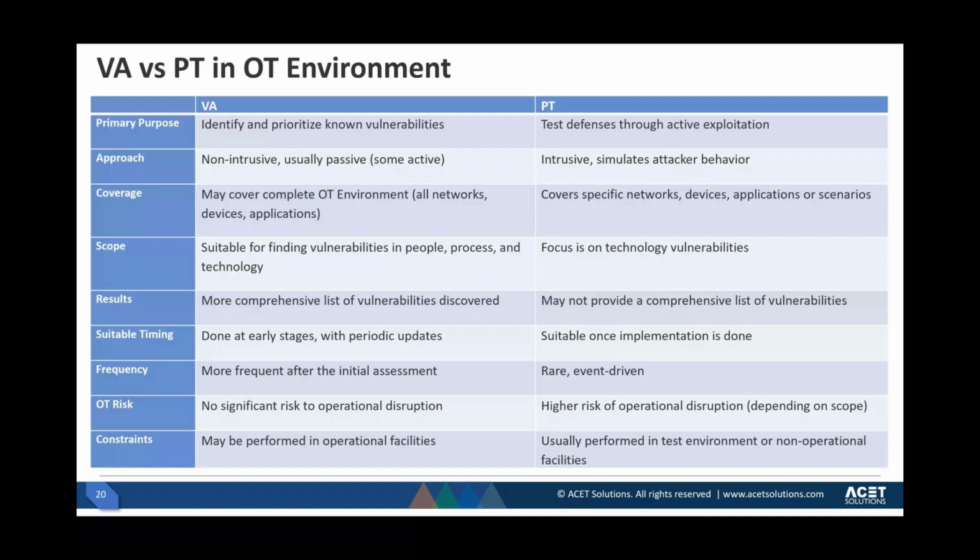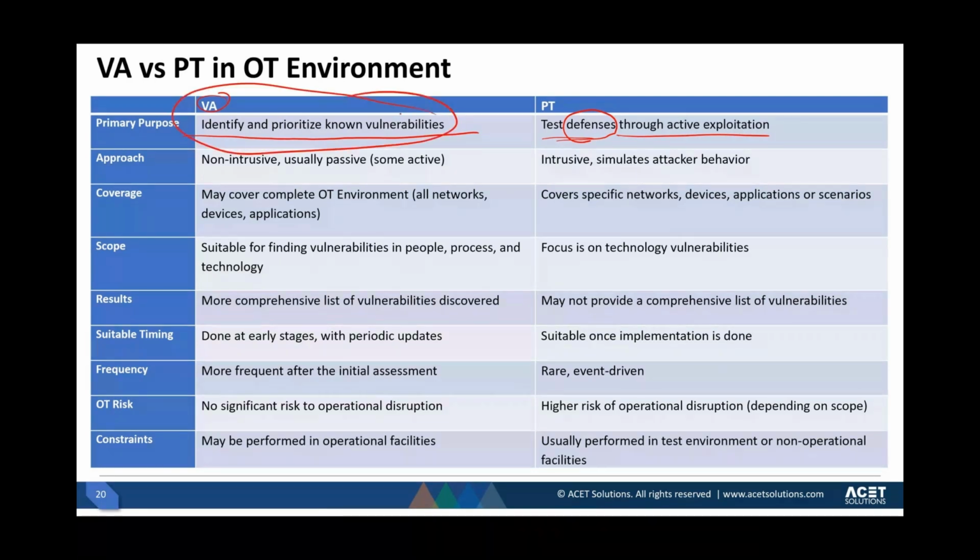In a nutshell, the differences in VA and PT in the OT environment, to summarize what we have just discussed: VA is more suitable for identifying and prioritizing known vulnerabilities, and PT is more suitable for testing the defenses that you have built through active exploitation. So once the vulnerabilities have been identified by the VA process and you have built your defenses, then you can do the PT to check if the defenses are strong enough or not.